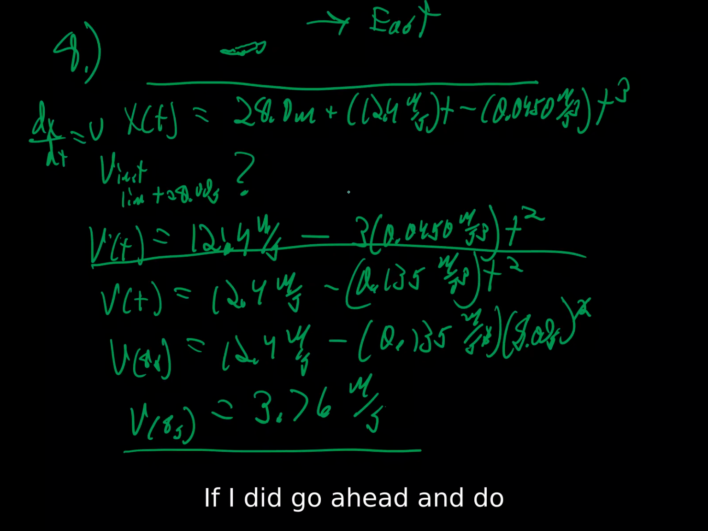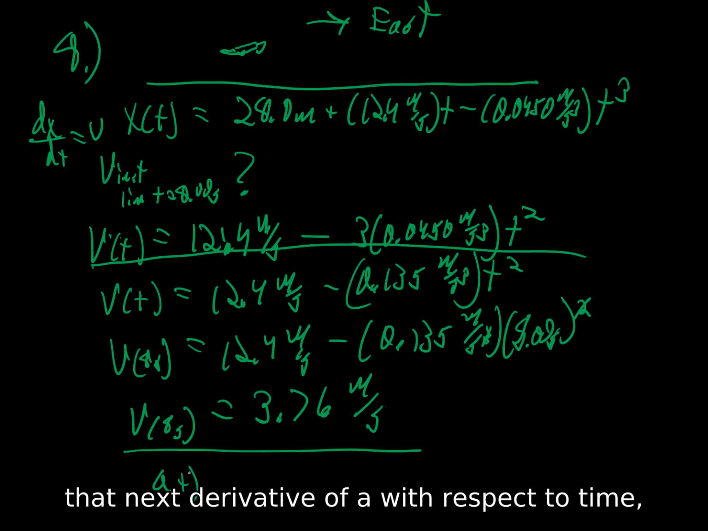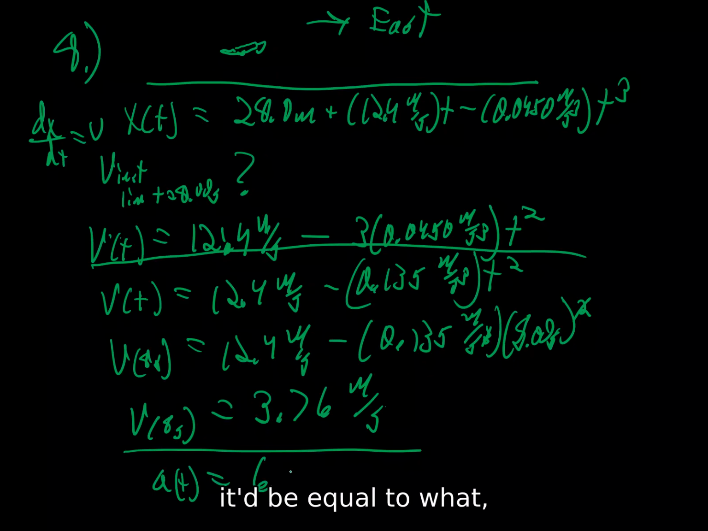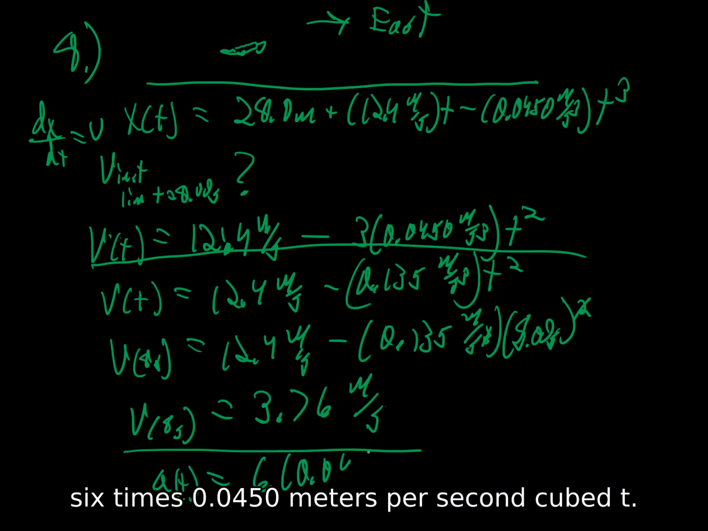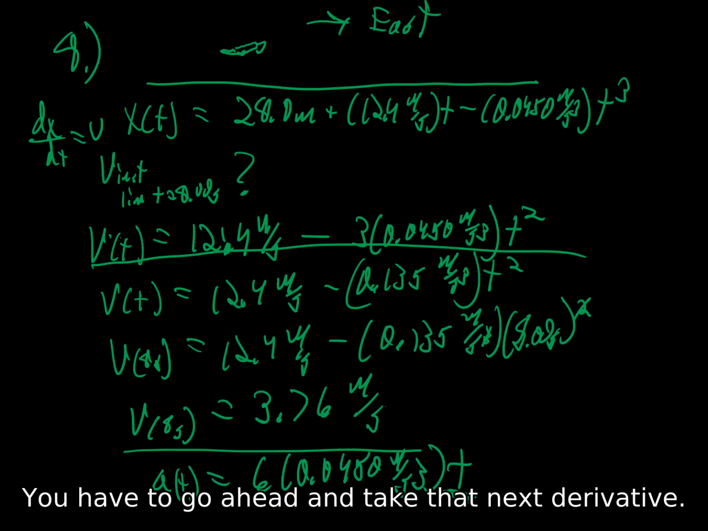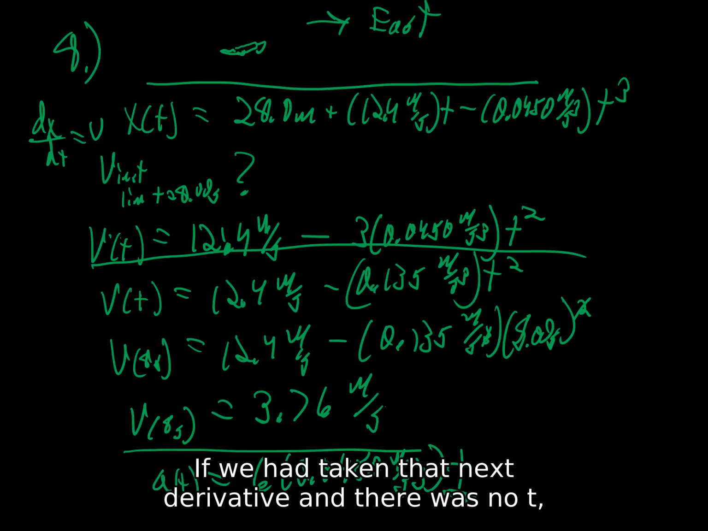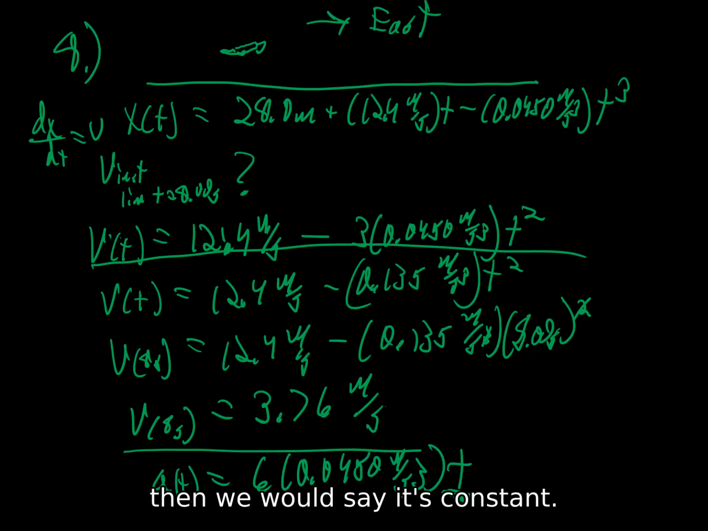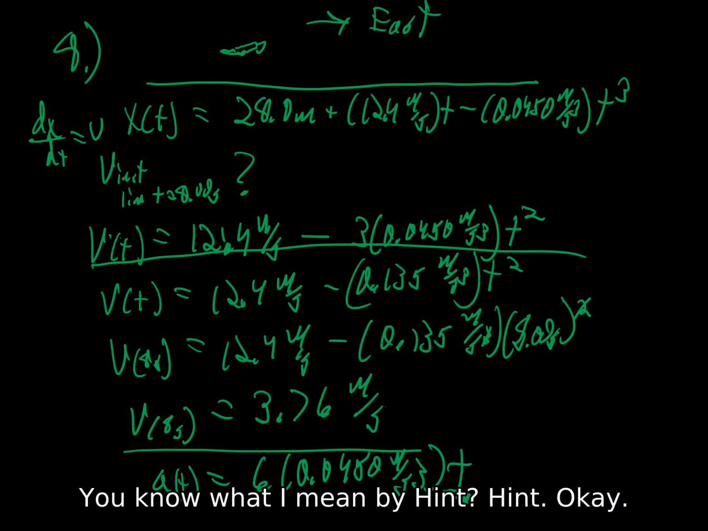If I did go ahead and do that next derivative, a with respect to time would be equal to 6 times 0.0450 meters per second cubed times t. That tells me it's not constant. It's dependent on time. But how do we know it's time dependent? You have to take that next derivative. If we had taken that next derivative and there was no t, then we would say it's constant. Hint, hint, hint. You know what I mean by hint, hint, okay?